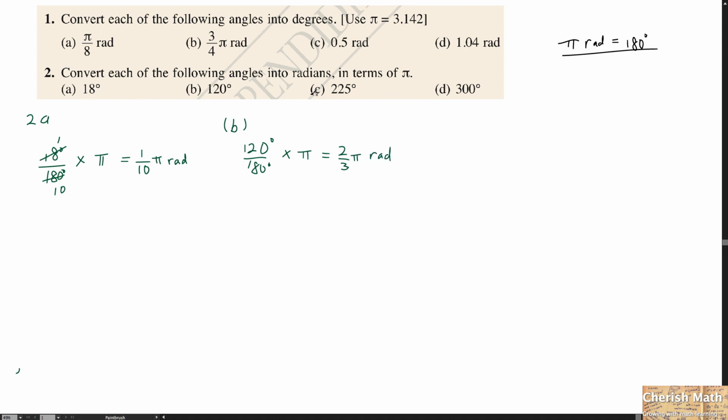And for the rest, part C and part D, the same thing happens, so I will just show you the answer. The same workings, you may try it yourself. And now for part C and D, here are the workings and answers. You may try it out.